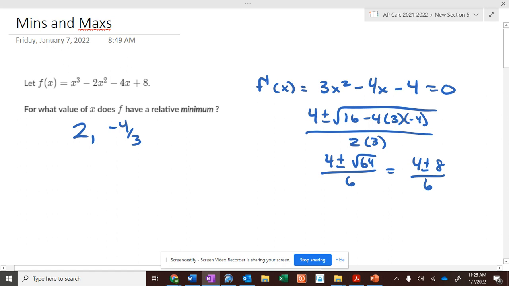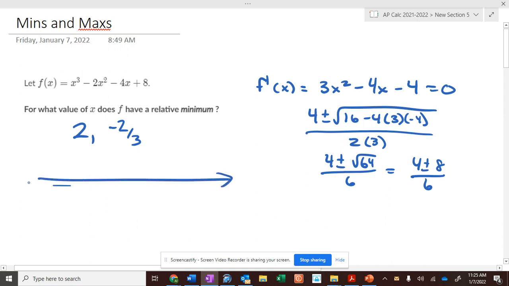4 minus 8 is negative 4 over 6 is negative 2/3. So are we good with these two answers? Okay. So then you check what's going on either side of them.